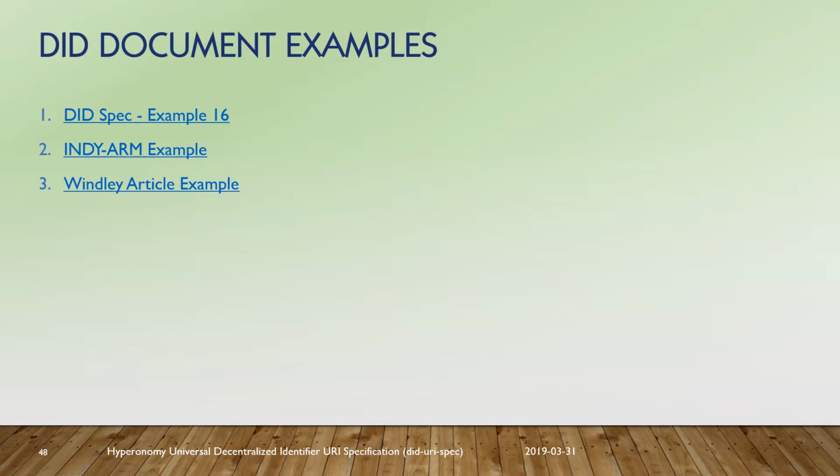This is just a note that there's a bunch of different common DID documents that are used as examples. There's example 16, which I believe is near the end of the DID spec, perhaps an appendix. There's the Indy ARM, the Hyperledger Indy Architecture Reference Model, which has a model DID document that's referred to and available through the Indy browser. And then, of course, there's Phil's article and the example that's there, and these link off.